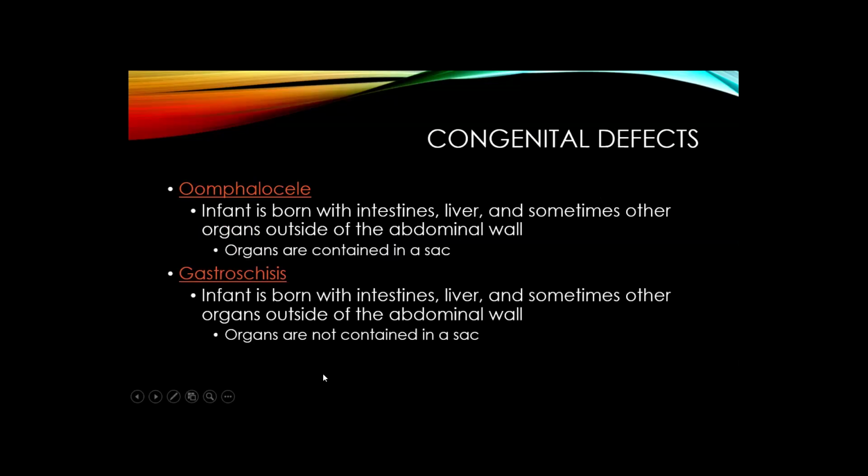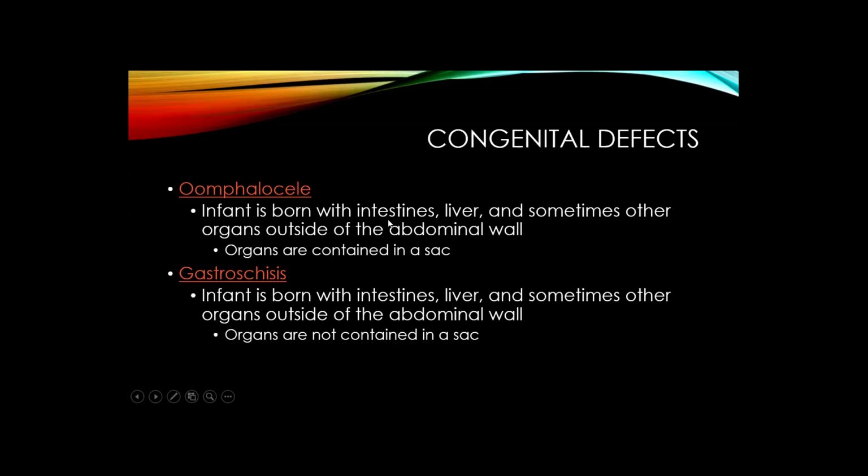All right, next thing we're going to talk about is 2 congenital defects or anomalies of the abdominal cavity. One is called omphalocele, the other one is called gastroschisis.